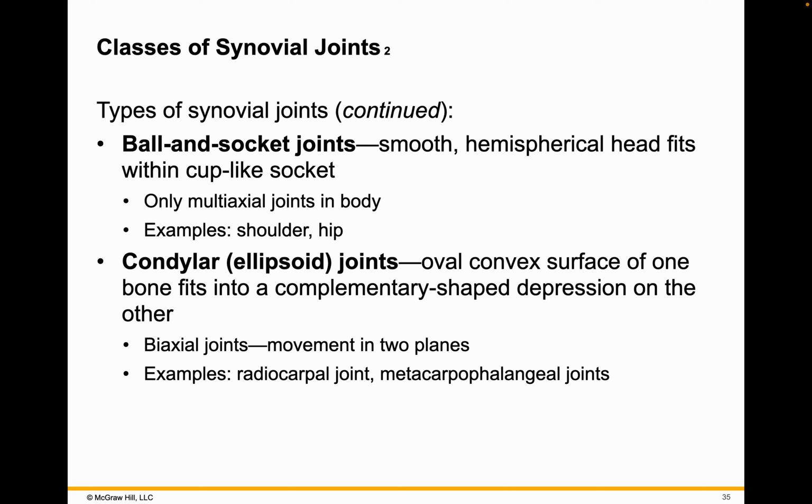We could also have ellipsoid or condylar joints, where an oval convex surface of one bone fits into a complementary shaped depression on the other. These typically are biaxial joints. They allow movement in 2 planes. Examples are the radiocarpal joint and the metacarpophalangeal joints.